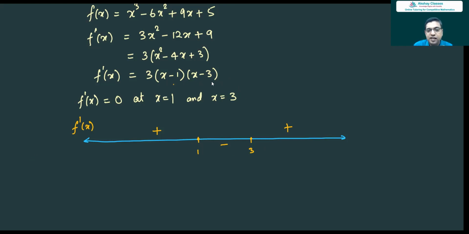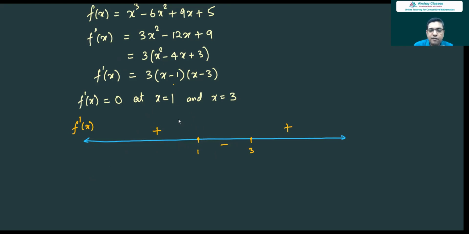In between 1 and 3, x minus 1 will be a positive factor, but x minus 3 will be a negative factor. So the product will be negative. So that's why it's negative, positive. Next here, both will be negative, so therefore you get positive. So that's the number line sign scheme. If you remember, we just draw like this: plus, minus, plus. It's very easy. Once you have practiced, it's very simple to do.